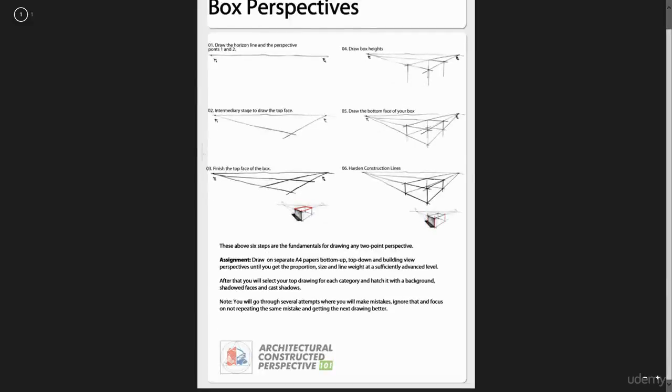I want you to really understand the logic behind these box perspectives. And also go for a bit of hatching, because a bit of hatching is going to build up that foundation for the future lessons.